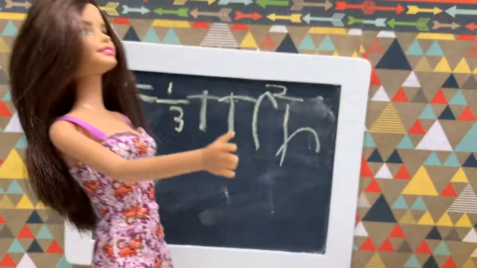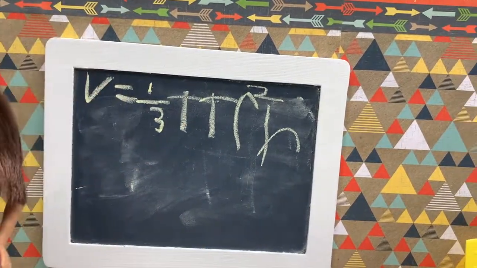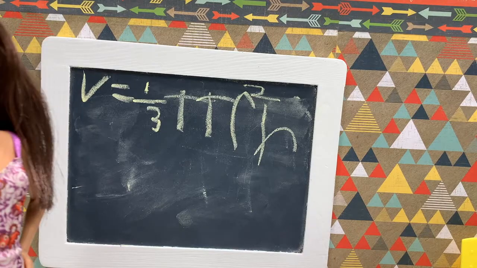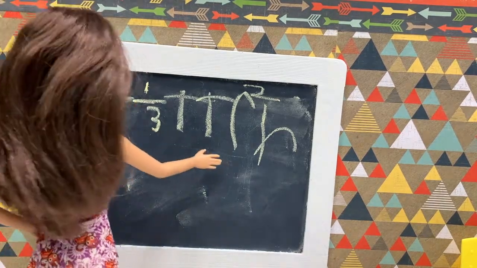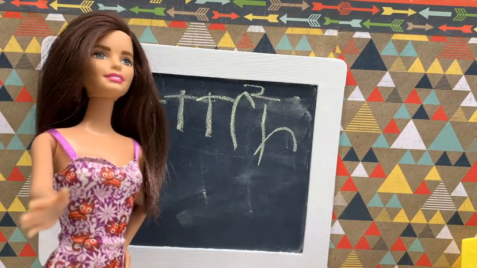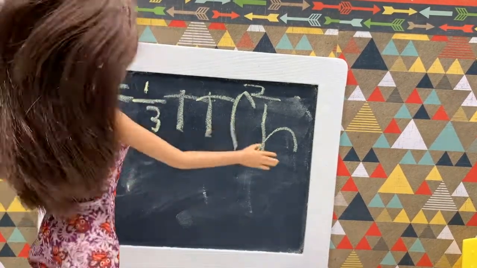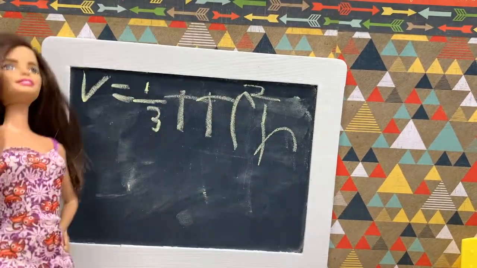All right, let's see what Emma knows. Okay, Emma, what does V equal? V equals 1/3 πr²h. That's correct. How'd you know that? I've studied for the last test.